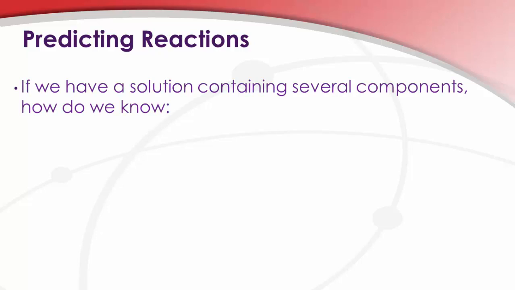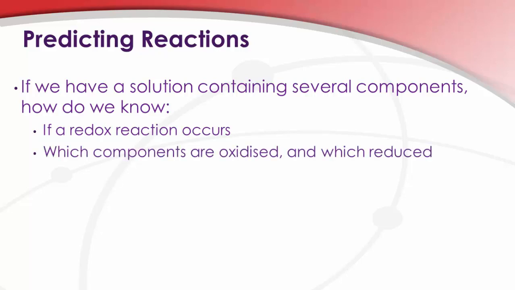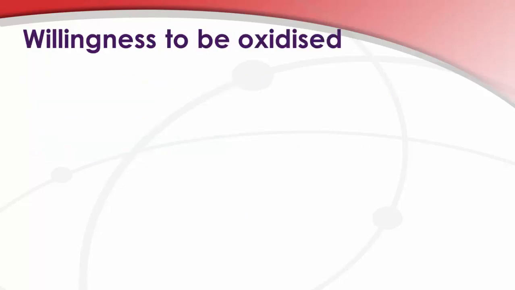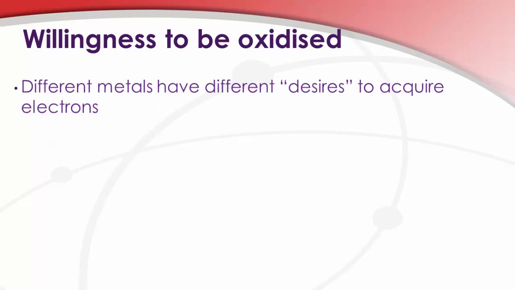Well, that's really the subject of our discussion today. If we have a solution containing several components, we want to know if a redox reaction is going to occur, and if so, which components are going to be oxidized and which ones are going to be reduced. And the question is, how do we predict that? Well, we have to look at each metal from the point of view of its willingness to be oxidized. And remember, when we say willingness to be oxidized, we mean its willingness to give up an electron.